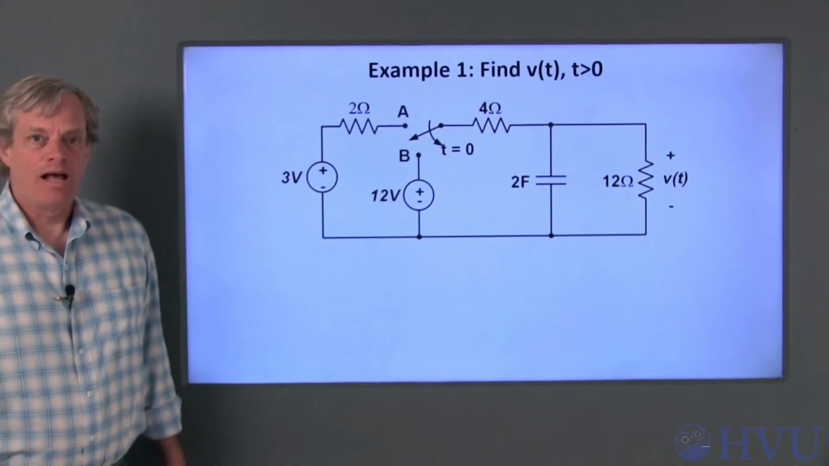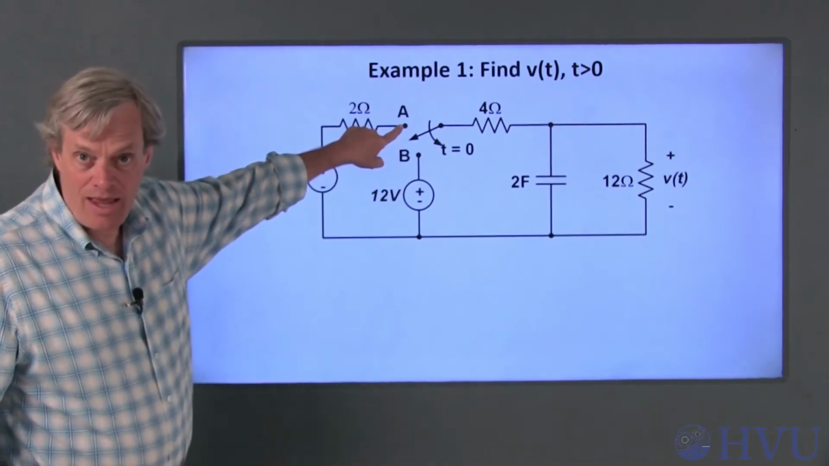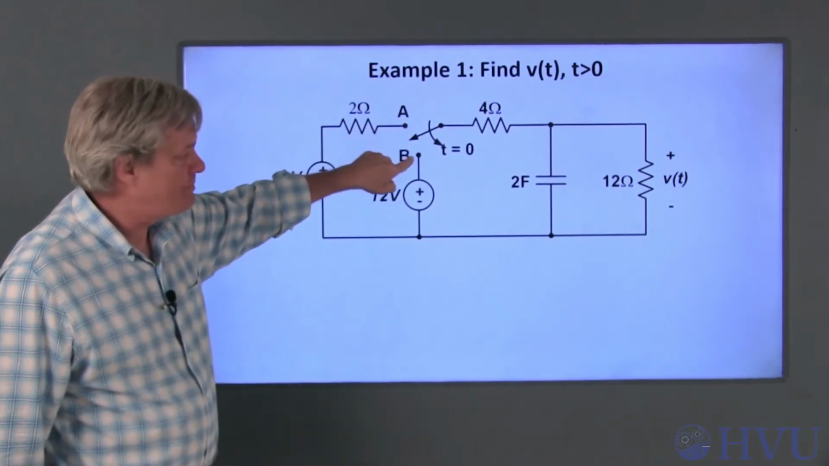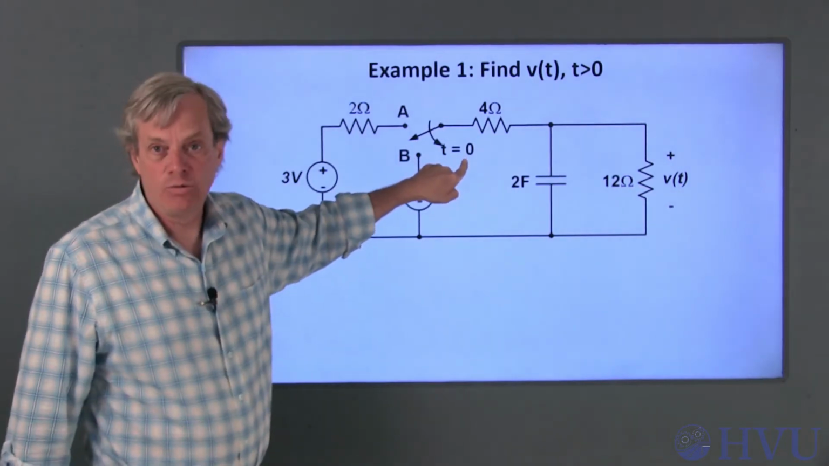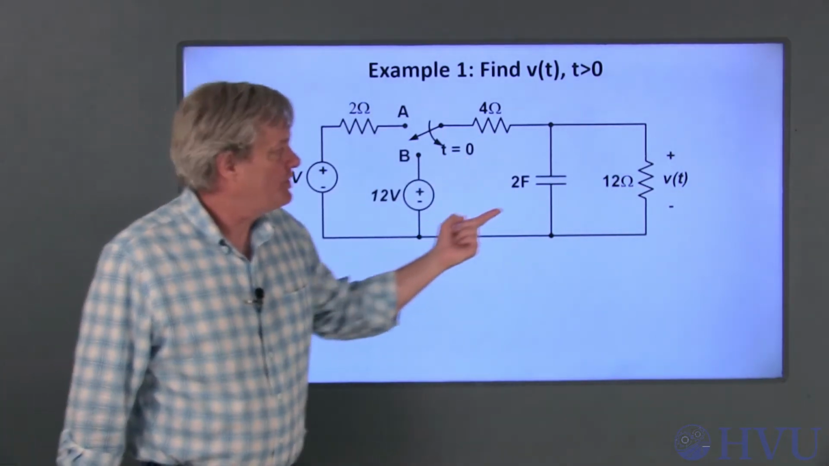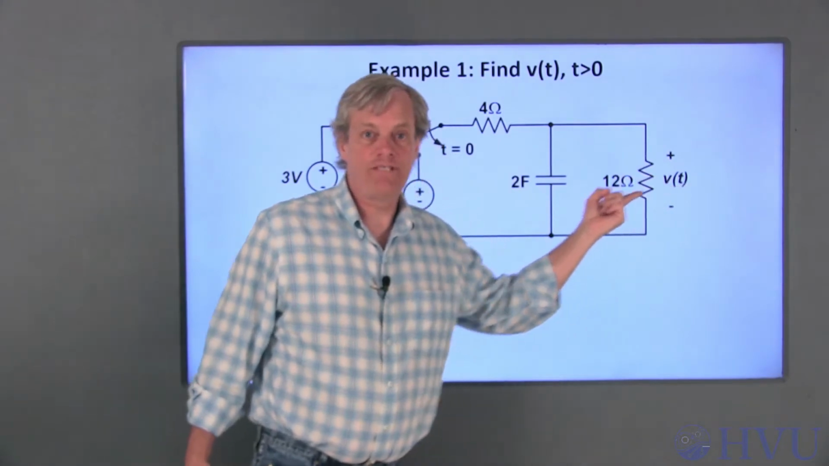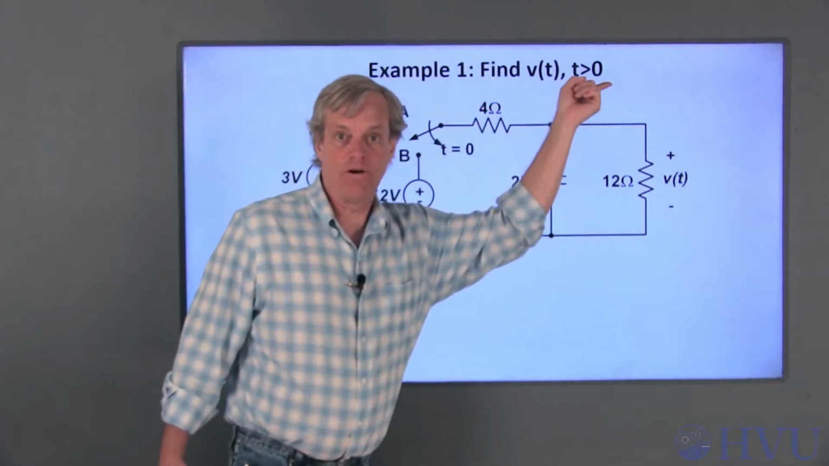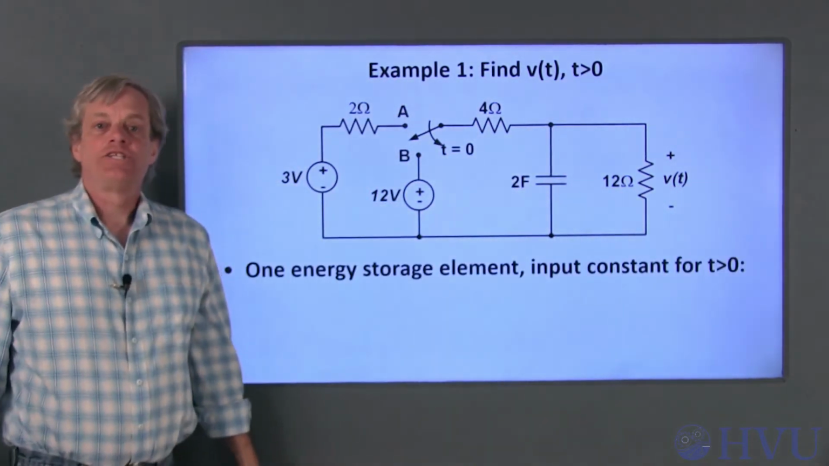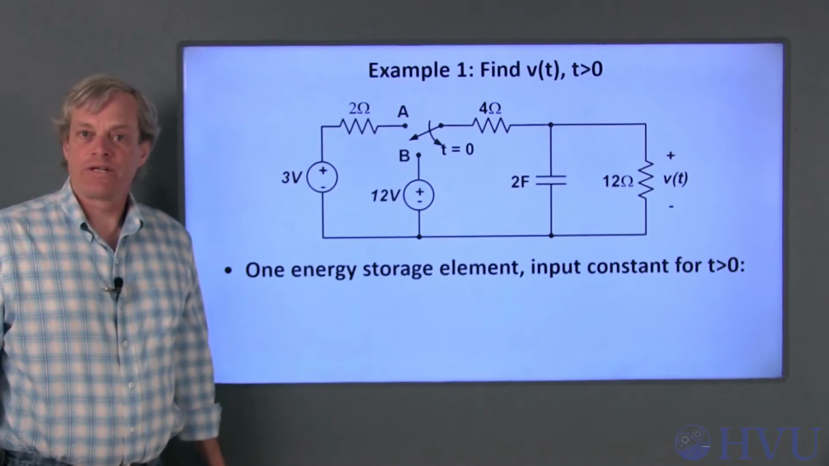In this example, I have a switch that's been at position A for a long time and then moves to position B at time t equals 0. I want to find the voltage across the capacitor, V of t, for times greater than 0. First, I need to check to see what criteria the circuit satisfies.